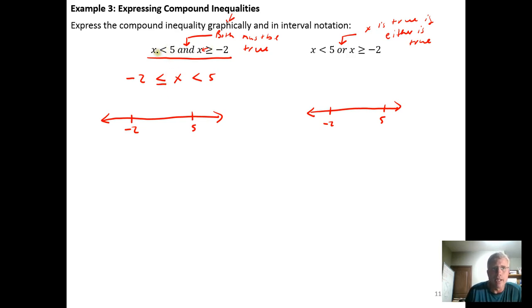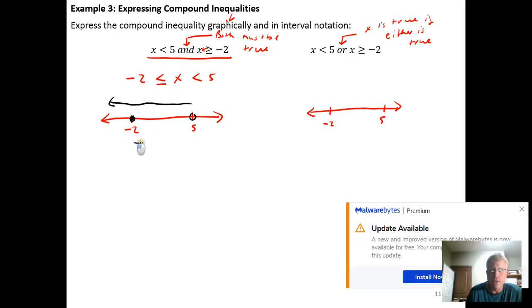So x less than 5, that means 5 is a boundary, but it's not included, so I'd write it with an open circle. And greater than or equal to -2 means -2 is a boundary, but because x can be equal to -2, we write that with a solid dot. And then we recognize that for x to be less than 5, x is going to need to go this way. And to be greater than or equal to -2, x would need to go this way.